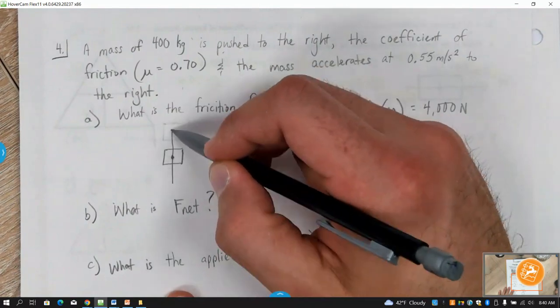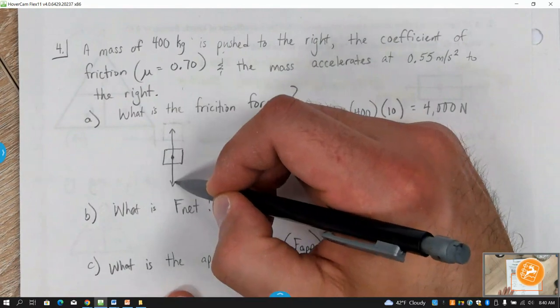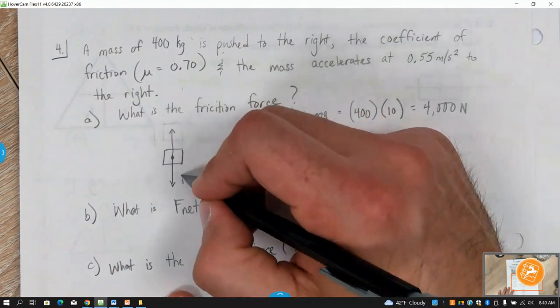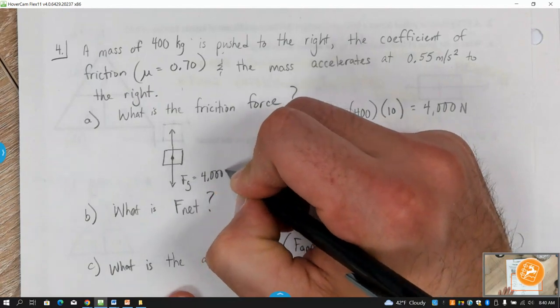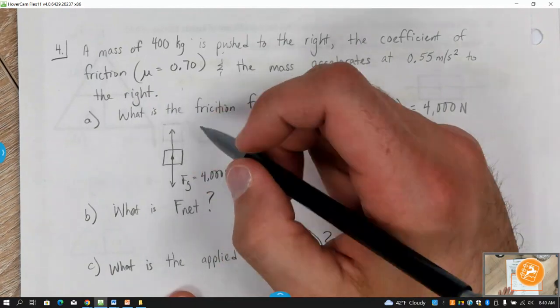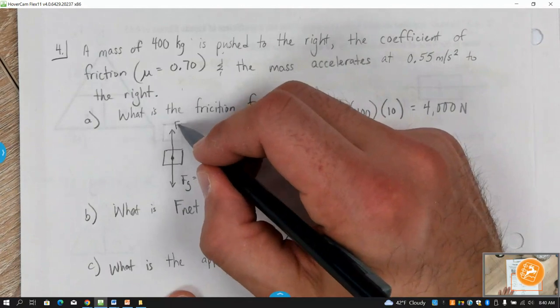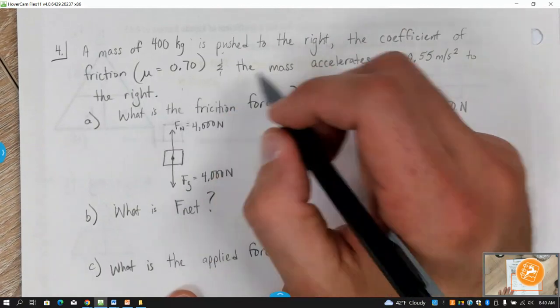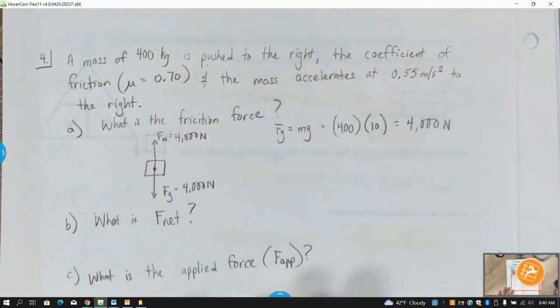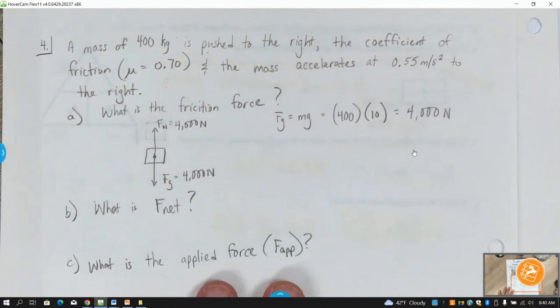Okay, if it doesn't tell us, we are already to assume that it is on a horizontal surface. So we have FG is 4,000. What would Fn need to be? 4,000. Guys, if you can do that for every problem, you can start to then chip away at everything else.